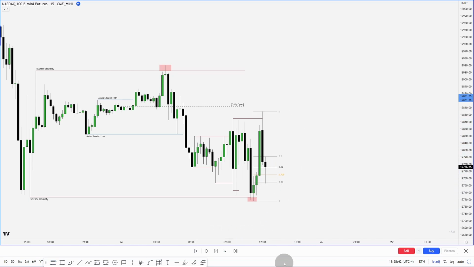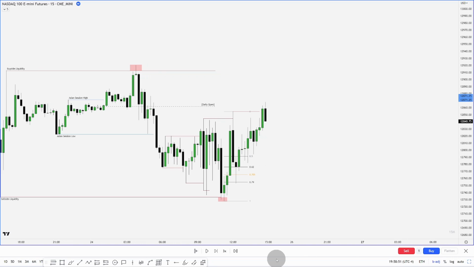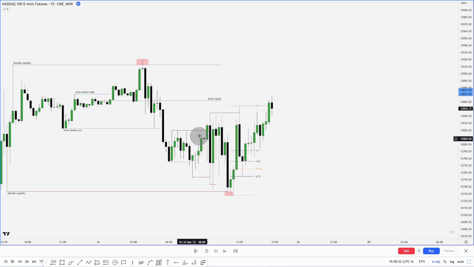Now where do we go from here? Well, we have more buy side liquidity. And this will be a great example of how you can use a broadening formation and price when in a seek and destroy profile will respect that fairly well.